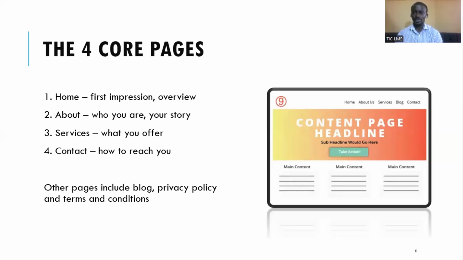Number 2, we have the about page. Now it gives information about who the person or the company is, or what the organization stands for. It gives information about the story of the organization. And then the services page gives information about what the company offers. And then number 4, we have the contact page, which gives information of how to reach the company or the person.